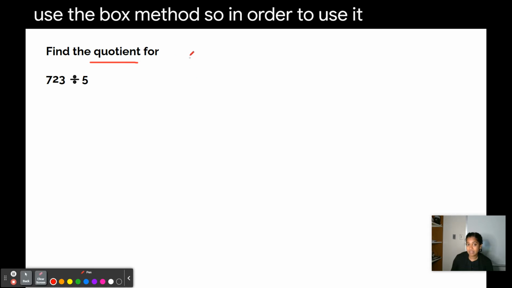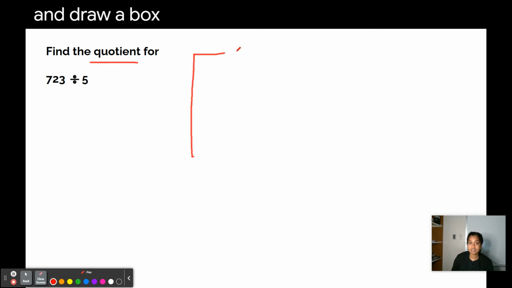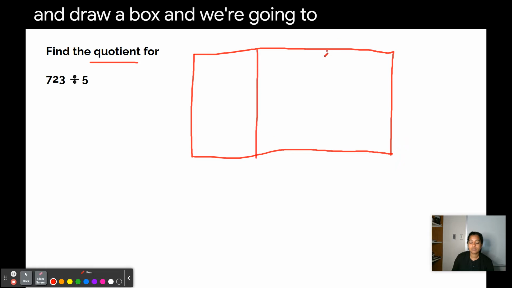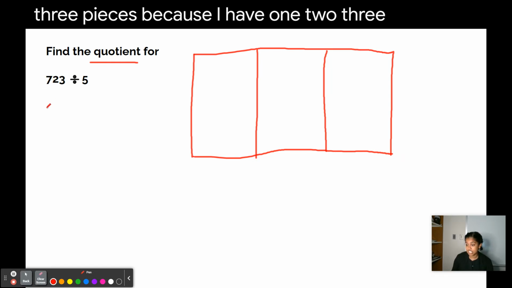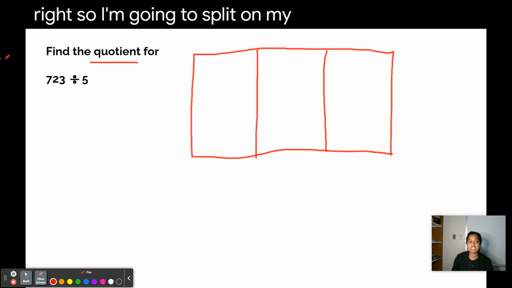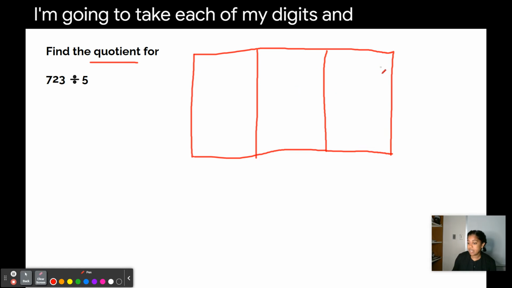In order to use the box method, we need to first draw a box. So I'm going to go ahead and draw a box over here. And we're going to split our box up into 3 pieces because I have 1, 2, 3 digits, right? So I'm going to split up my box into however many digits I have in my dividend. So I have 723.